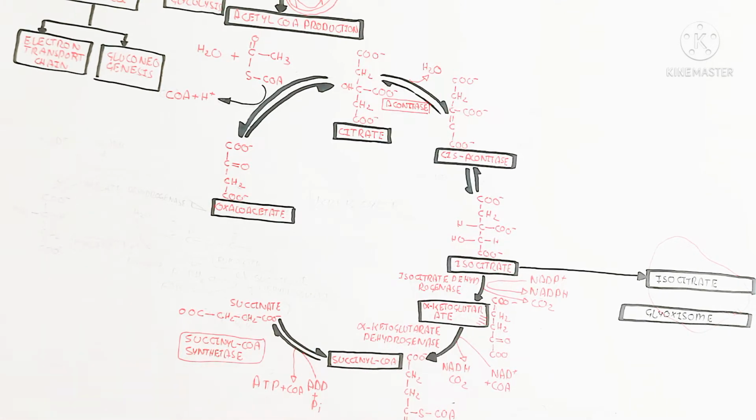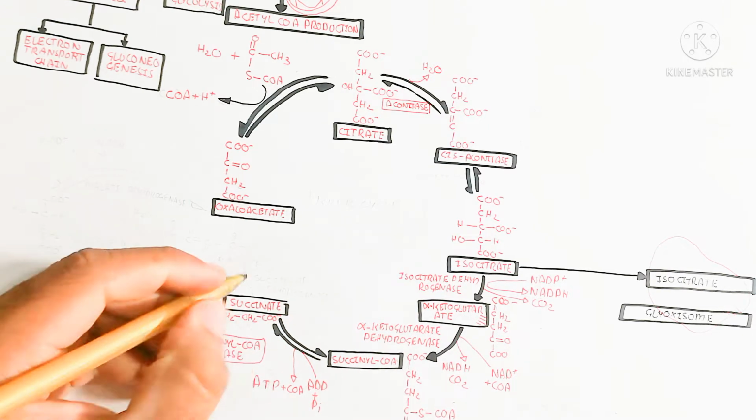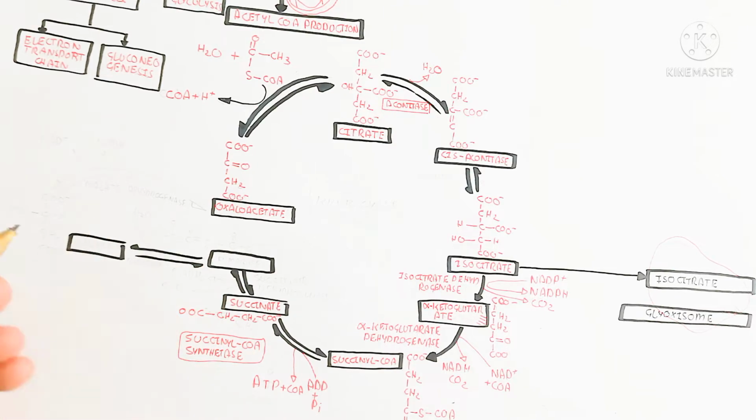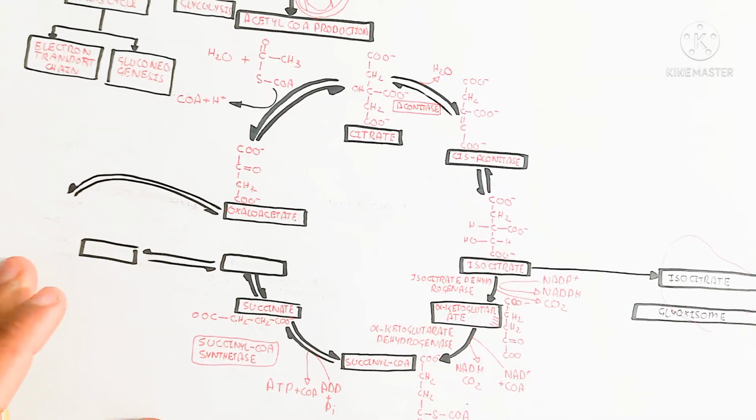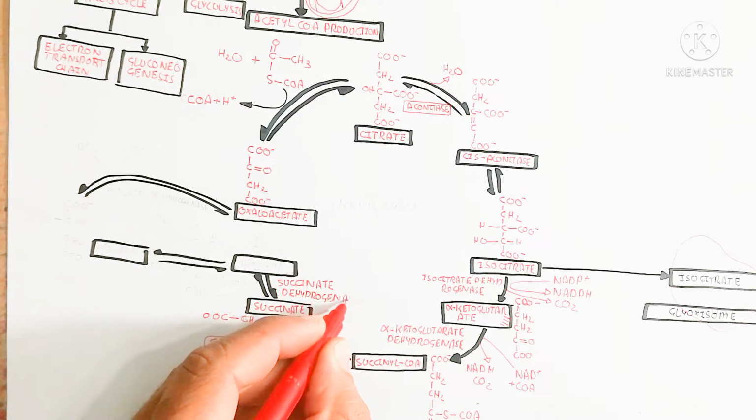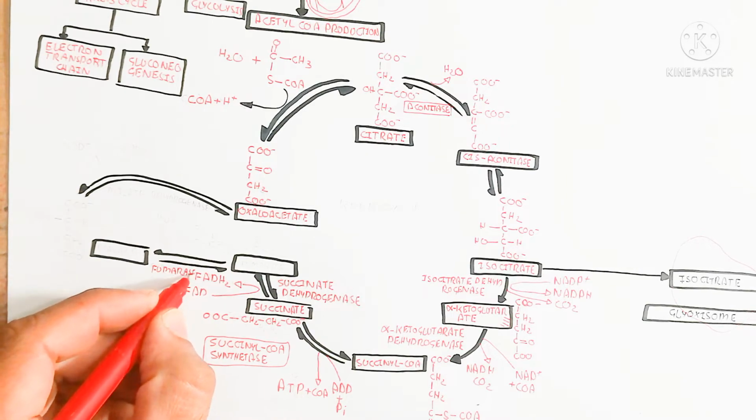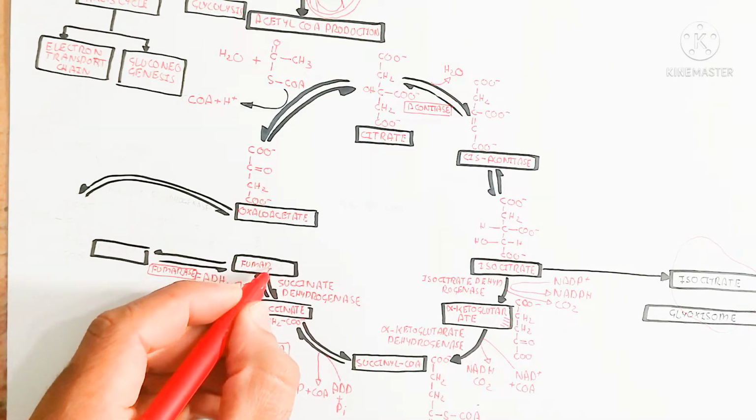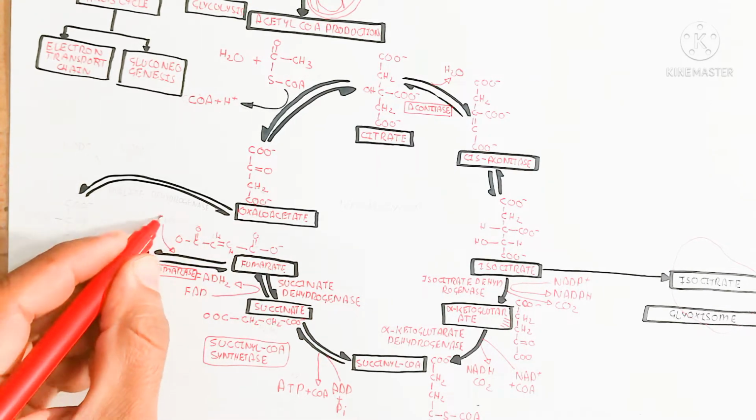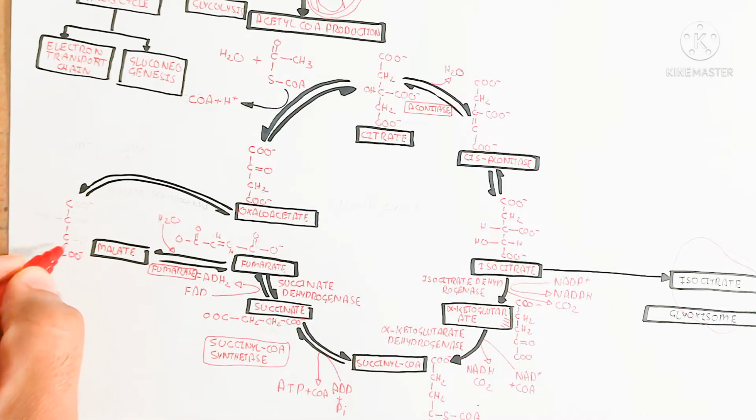And after the releasing of the coenzyme, the succinate formation will occur in the presence of succinate CoA synthetase enzyme. After this, the succinate dehydrogenase enzyme acts to produce FADH2 from FAD plus, and to produce fumarate. And this fumarate, through the fumarase enzyme in the presence of water, will produce the malate.